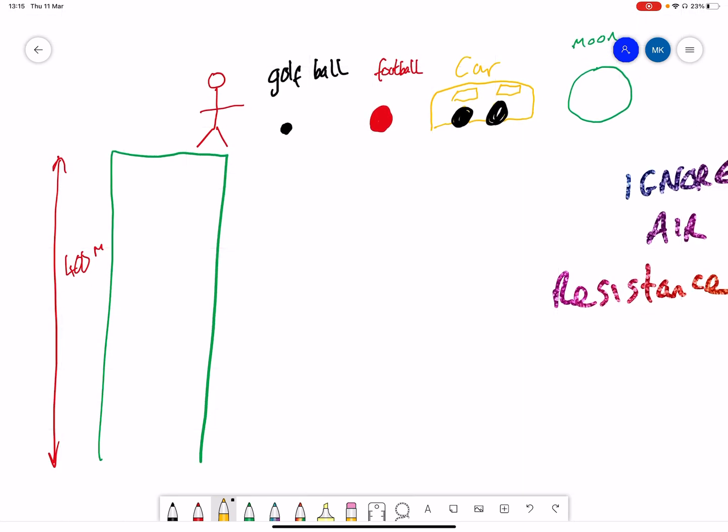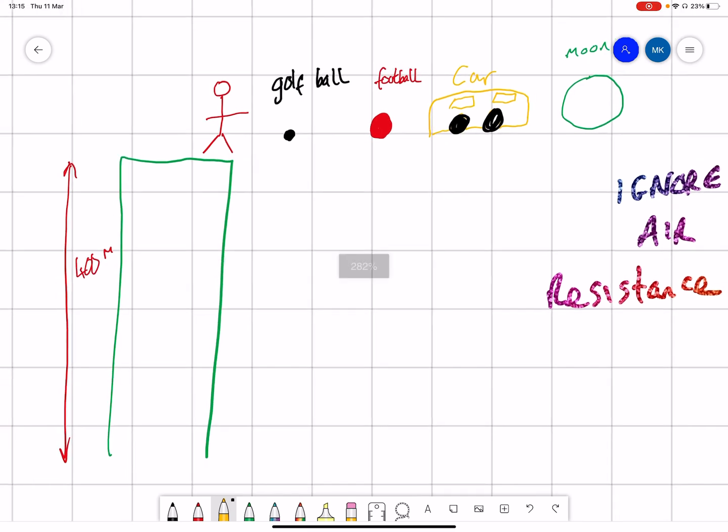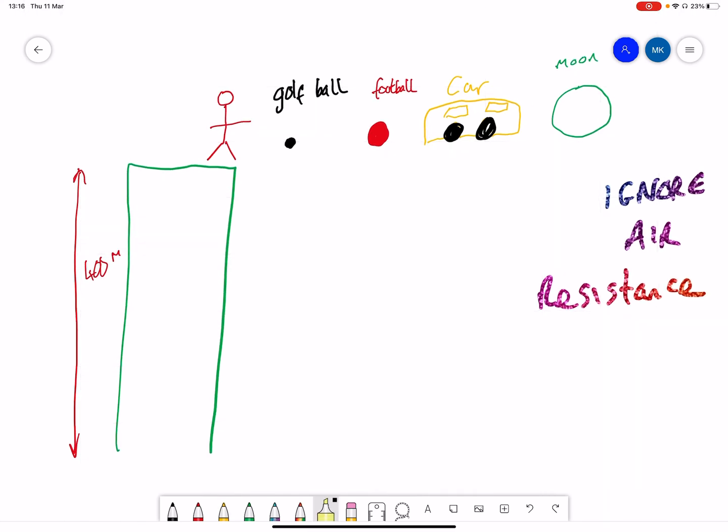Let's say you're up the top of a building here. Again, we're ignoring all air resistance. You're up the top of a building, 400 meters in height. You have a golf ball, a football, a car, and let's say you could carry the moon, you're Superman. If you were to drop all those at the same time, in which order are they going to hit the ground?